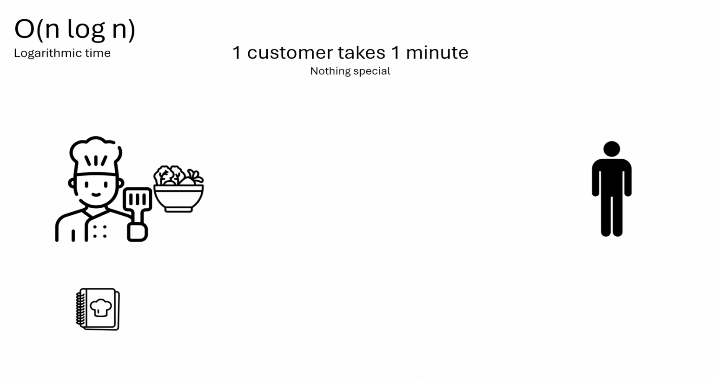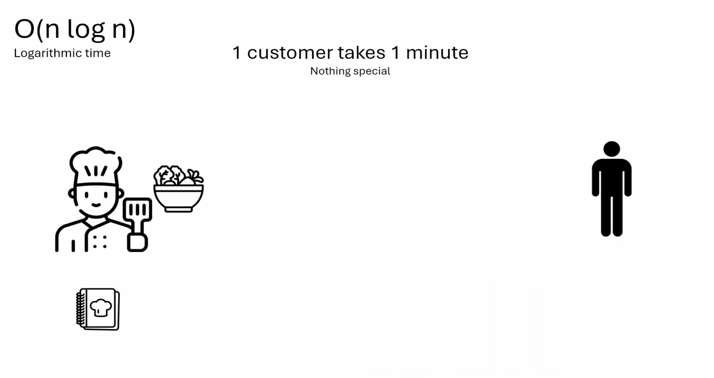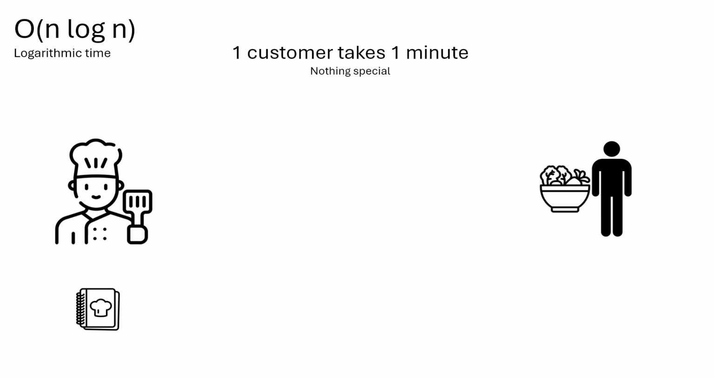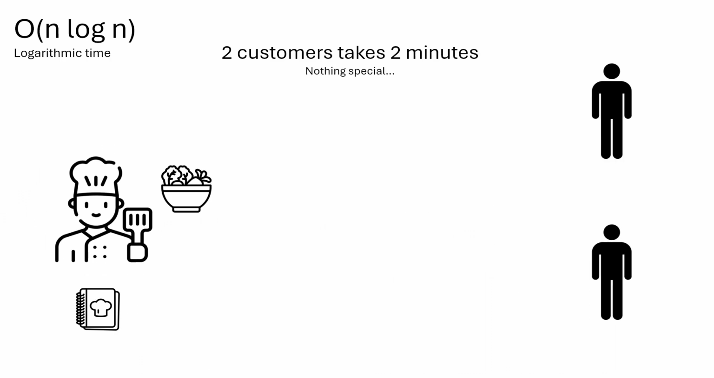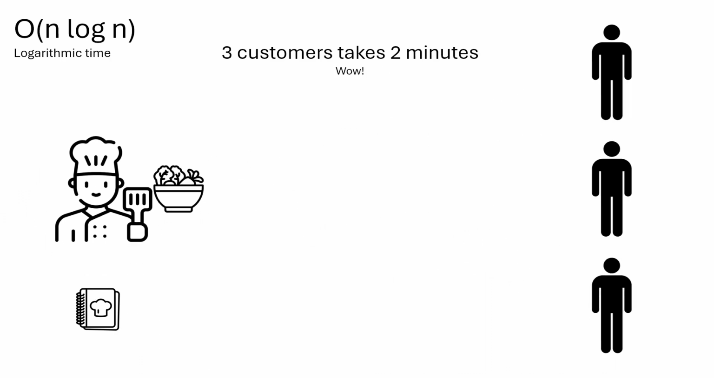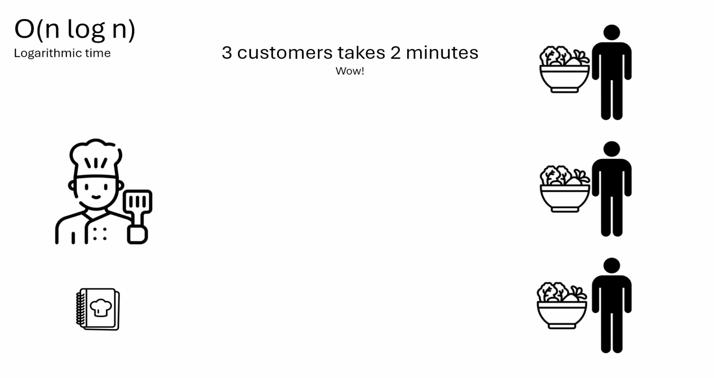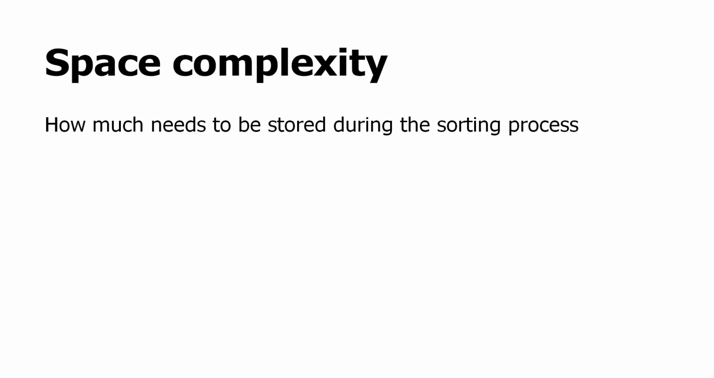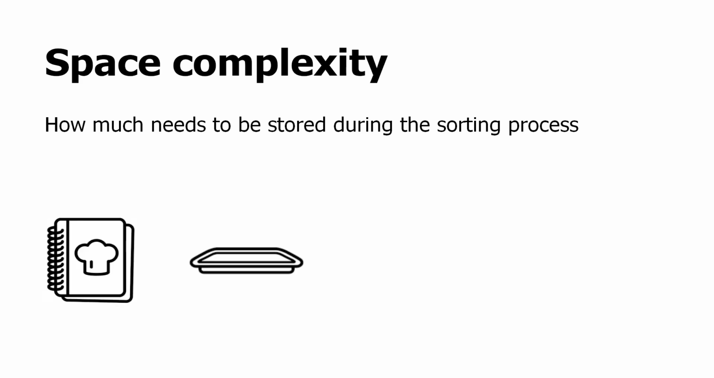And finally, we have O(n log n). This is like deciding to cook a different dish for each guest. But thankfully, you've got some help this time around, because it's like using a recipe book that's sorted by the type of food. Then finally, there's the space complexity. This, in our food example, is like what we need to store to make all our meals. So maybe it's a recipe book, or it's some trays to store each meal. It's just something that we have to deal with that changes from algorithm to algorithm.